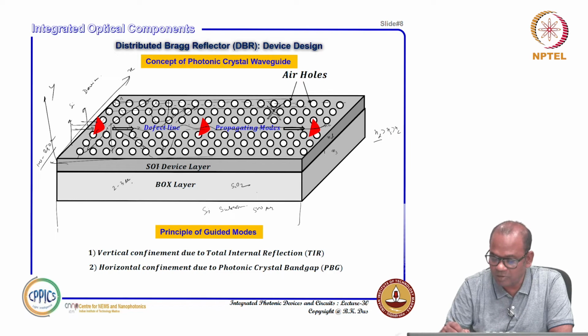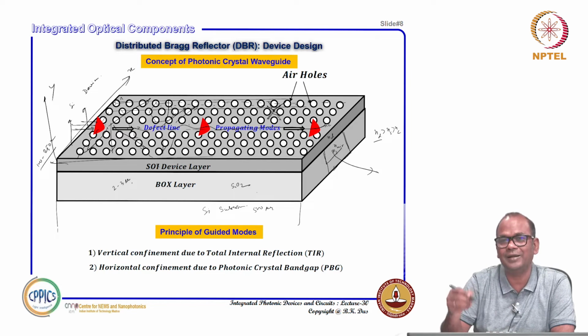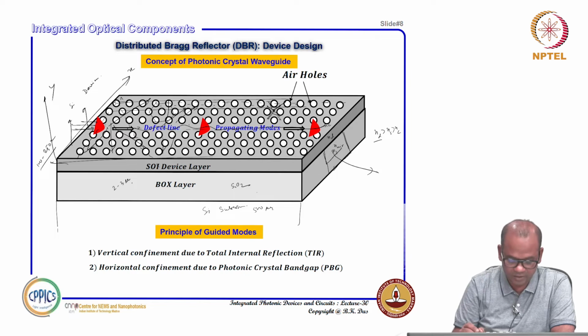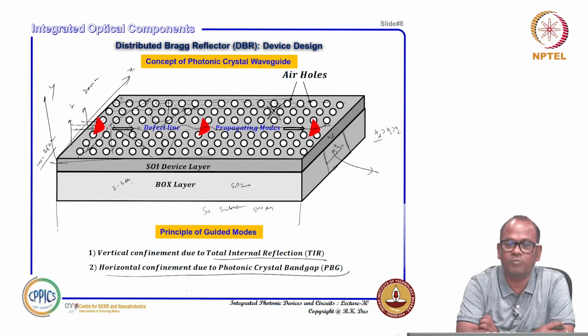If possible, you can also make a trench here. You can remove this oxide along the defect line; if you remove it, it will just be n air, right. So along this line, light will be confined vertically because of total internal reflection and horizontally due to the photonic crystal band gap. So, you can have a guided mode.